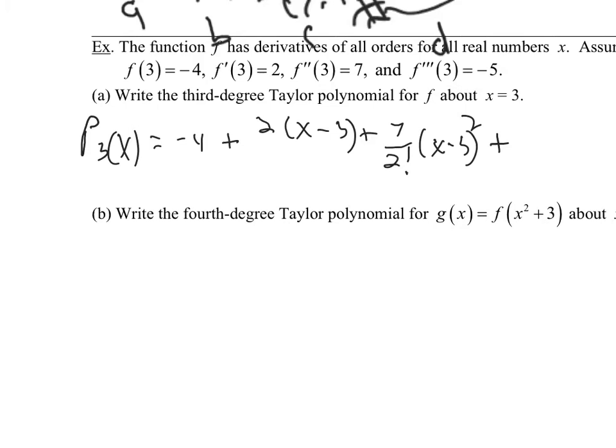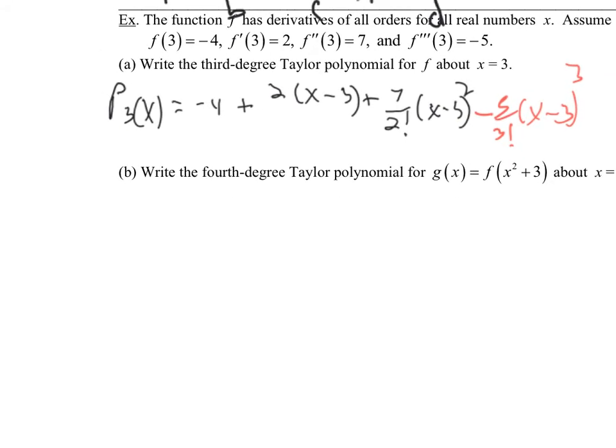So if you don't want to put plus negative, you can, I'll erase it and put minus 5 over 3 factorial x minus 3 cubed. Now, that's my f of x. That's my f of x polynomial. So I could have said, is my f of x, which is a third degree polynomial.